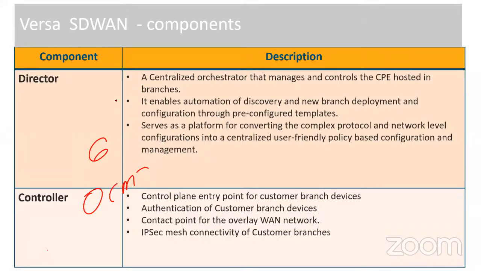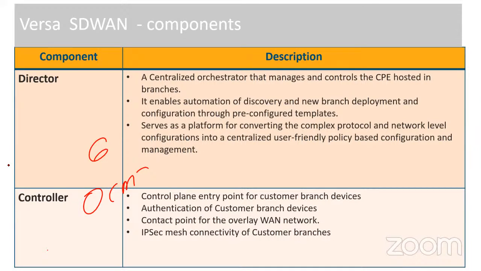Can I explain again from the director and controller both? Okay, so let me explain again about this director part. Director is a centralized component. It has the capability to do the configurations for all the branches. And I was talking about when we are doing the legacy network.